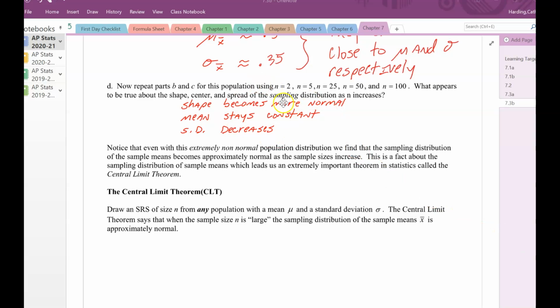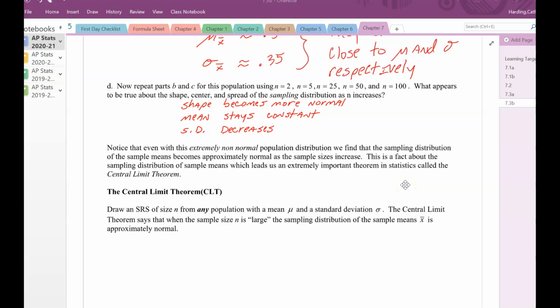So then here in your activity, we just did this part D right here. We increased it to 2, 5, 25, 50, and so on. What appears to be true about the shape, center, and spread of the sampling distribution? The shape becomes more normal. The mean stays pretty constant at the mean of the population, and the standard deviation decreases. So what you should have seen is that even though we have a population distribution that's extremely non-normal, the sampling distribution becomes approximately normal as the sample size increases.